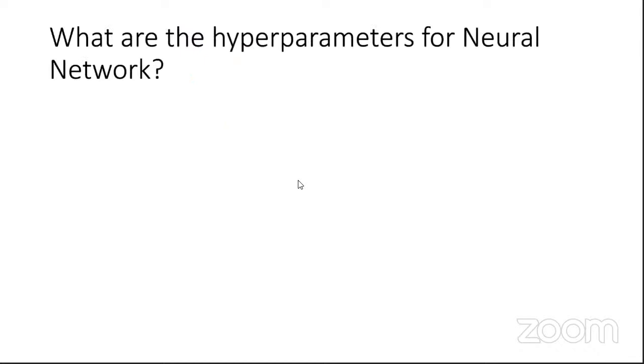Next question: what are hyperparameter tuners for a neural network? We had seen one, that is learning rate. Other hyperparameters for a neural network.